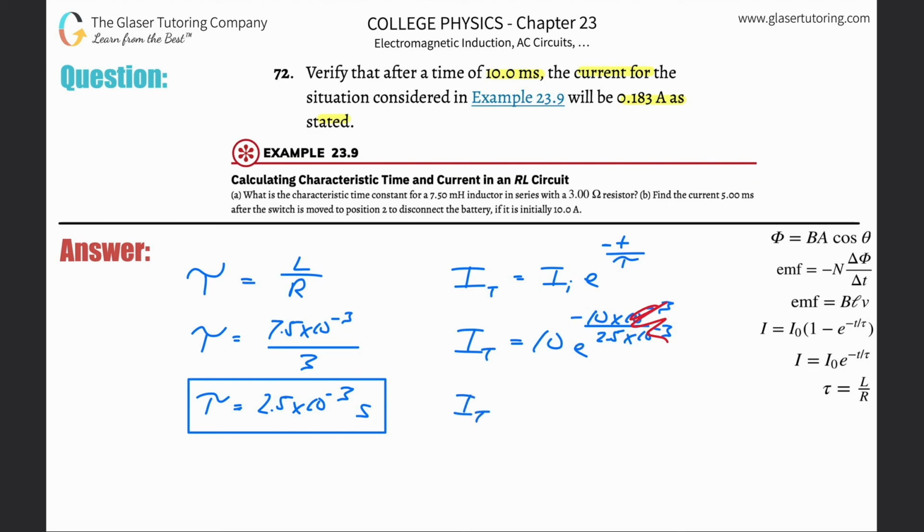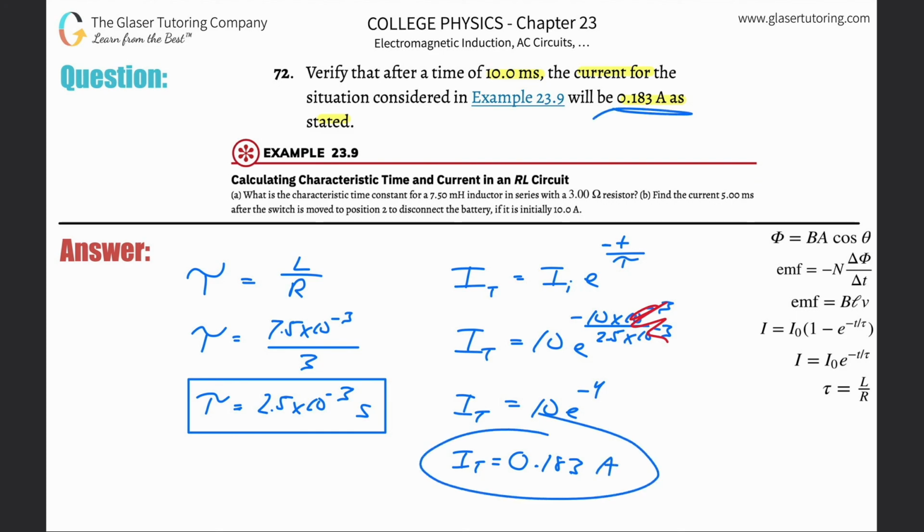So this is going to be the current at some time in the future, basically 10 milliseconds, is going to be equal to 10 multiplied by e raised to the negative 4th. So simply take out the calculator and do 10 multiplied by e raised to the negative 4th. And we get a value of 0.183 amps. Wait a minute, that's what the problem told us.